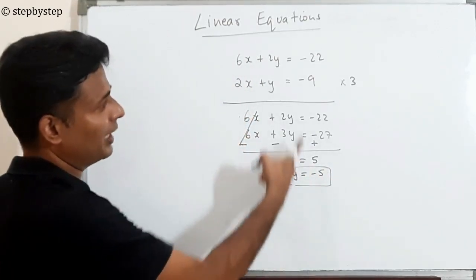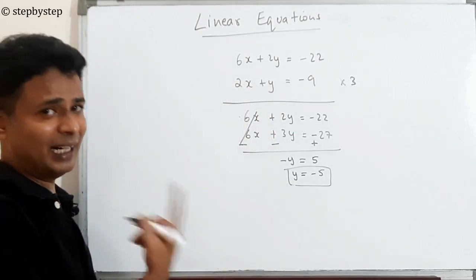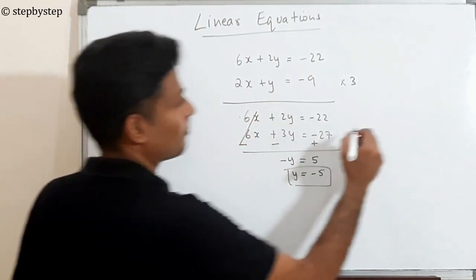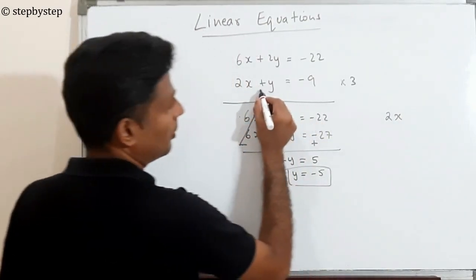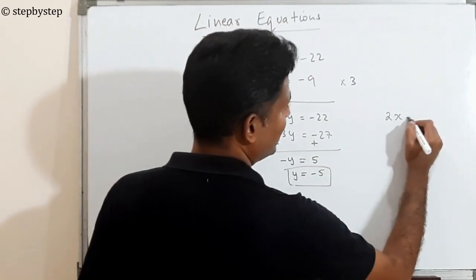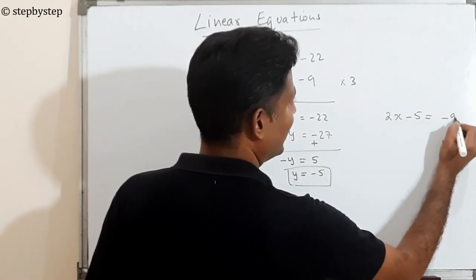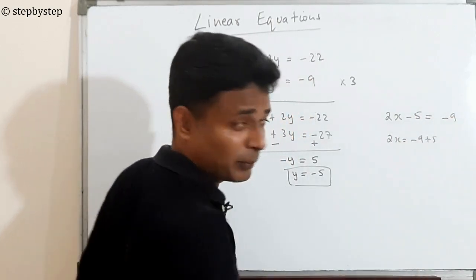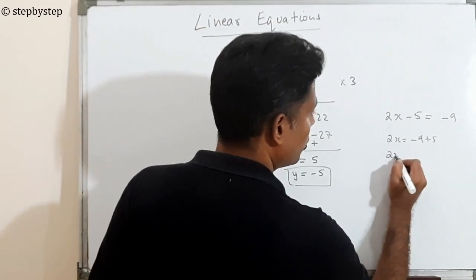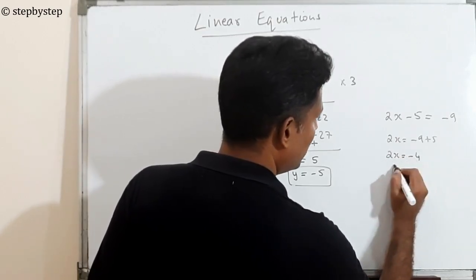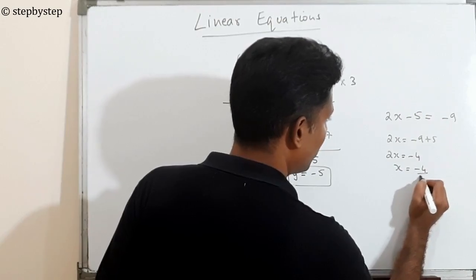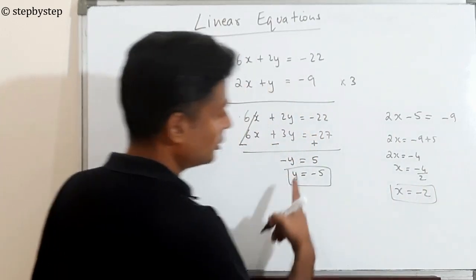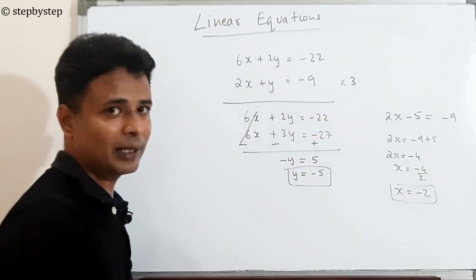Now I got y equal to minus 5. I'll put it in one of these equations and find the value of x. I'll take the second equation. So 2x plus y, y is minus 5. So 2x minus 5 equal to minus 9. 2x equal to minus 9 plus 5. Minus 5 becomes plus 5. So 2x equal to minus 4, x equal to minus 4 by 2. So x equal to minus 2. So we found the value of y and x.